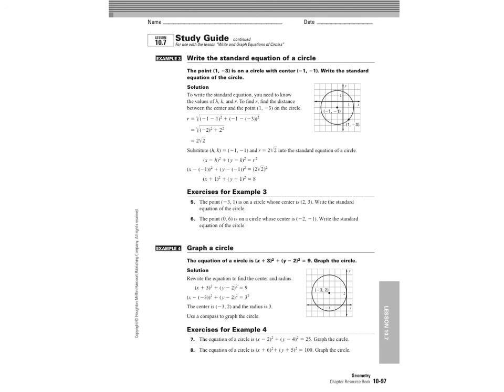Any questions? Yes? Would we need to put our answers in simplest radical or something? I don't think so, but if you encounter any radicals, yes, you will leave it in simplest radical form. No decimals.